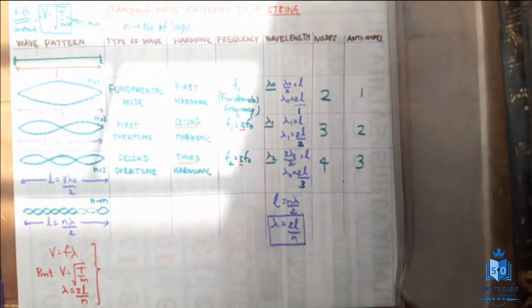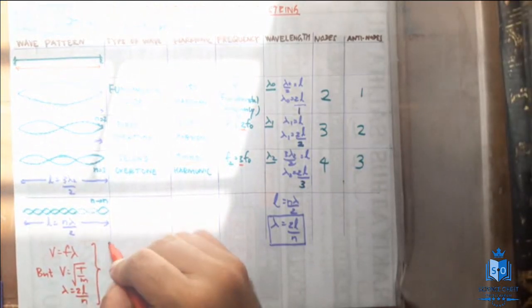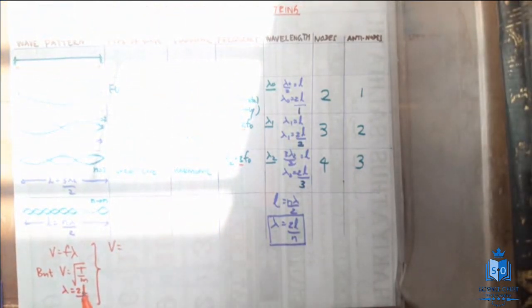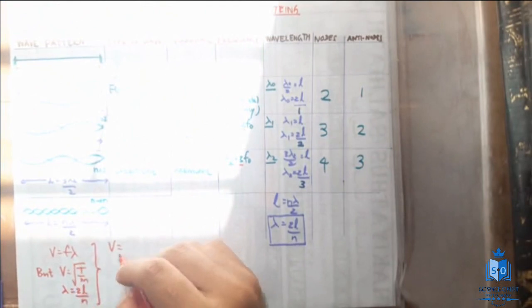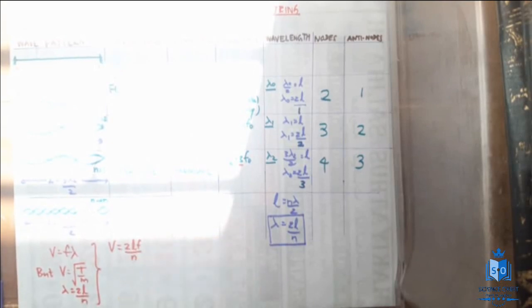What is that equation going to look like? First of all, I'll start here. V equals, instead of lambda, you can put 2L over n. So that's going to be 2L f divided by n. That is the first equation you will come up with.